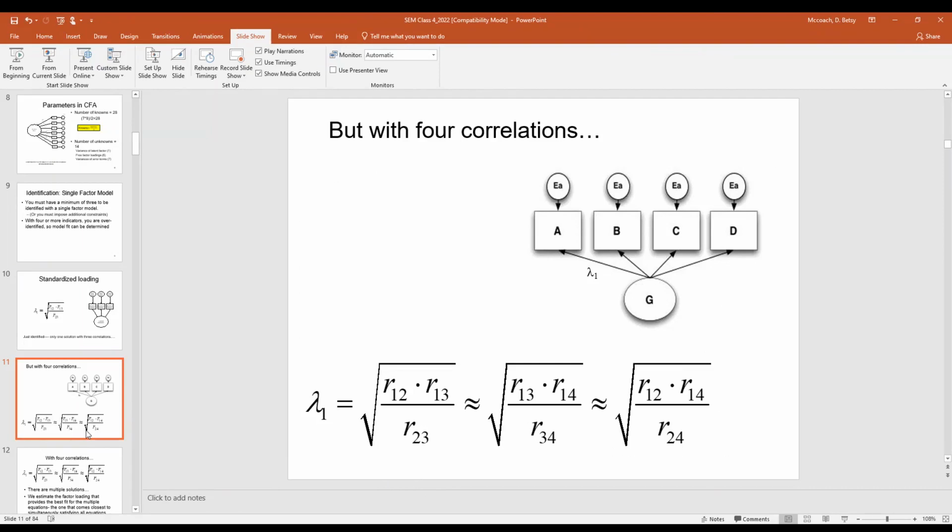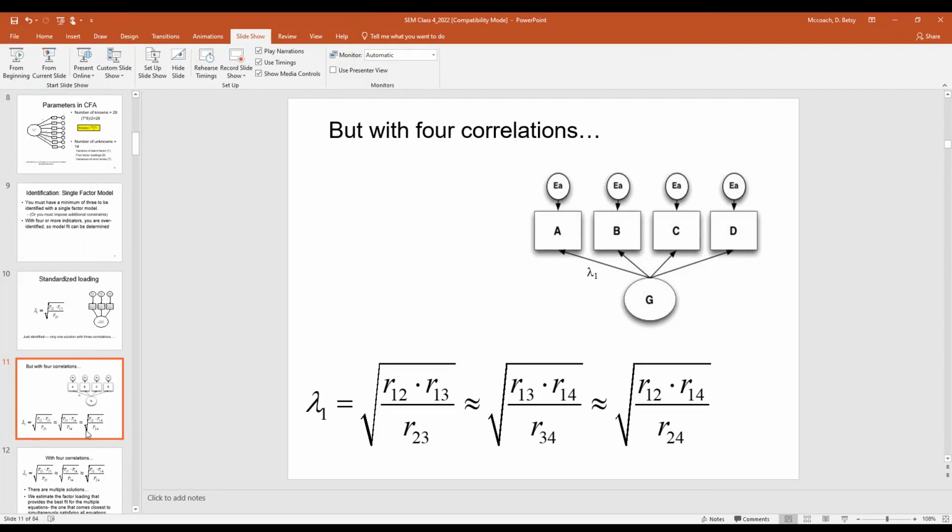Or the correlation between 1 and 2 times the correlation between 1 and 4 divided by the correlation between 2 and 4. That should also give me an estimate of that factor loading, of that path, of that regression coefficient. But wait a minute. Are all three of those going to give me the same answer? Not necessarily, right? And this is what we mean by over-identified. There's not just one way to get the solution, right?